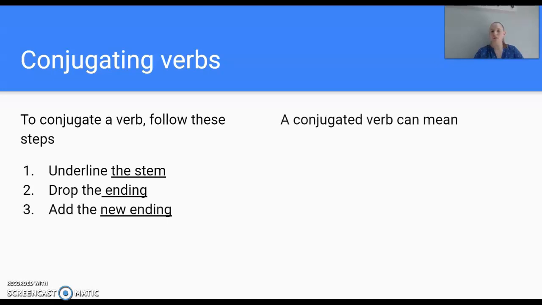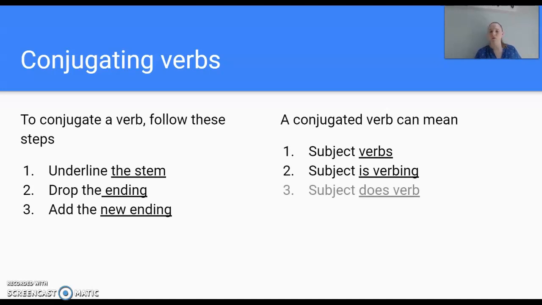So a verb that's conjugated into the present tense can mean that the subject verbs. So if, for example, I want to use hablar, to talk, it can mean I talk. It can mean I am talking, or it can mean that I do talk. Okay, so we will choose the English equivalent based on what makes the most sense for what we're trying to translate the Spanish into English. But yo hablo can translate as any of those three things. So the subject verbs, the subject is verbing, or the subject does verb.